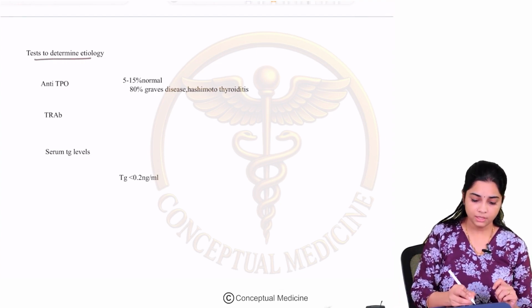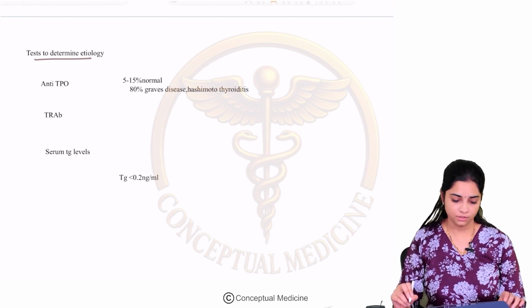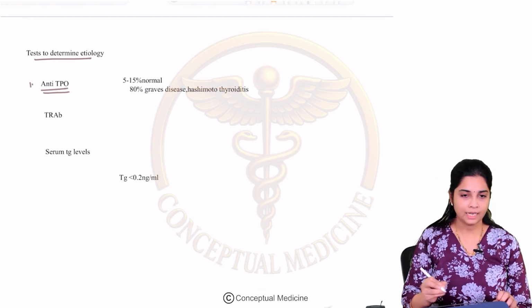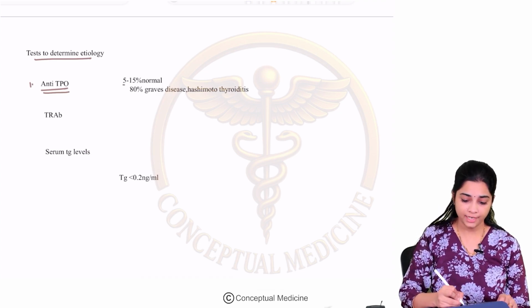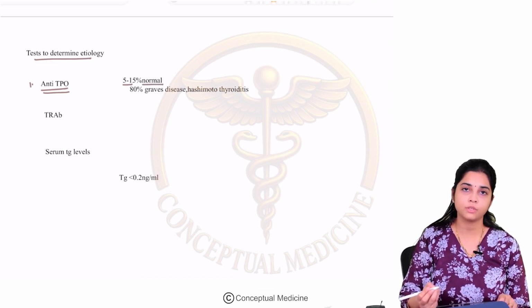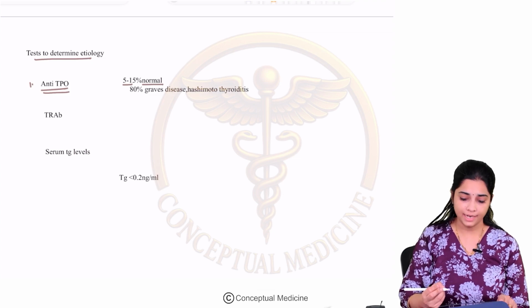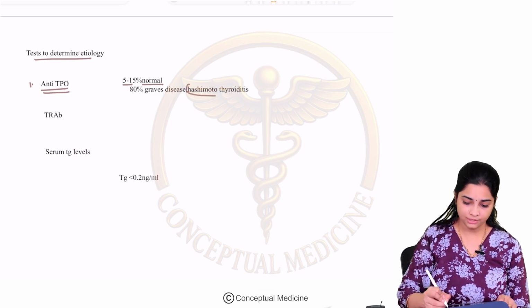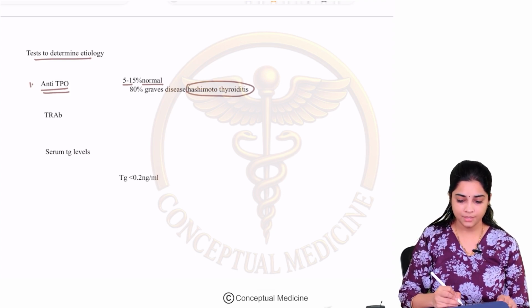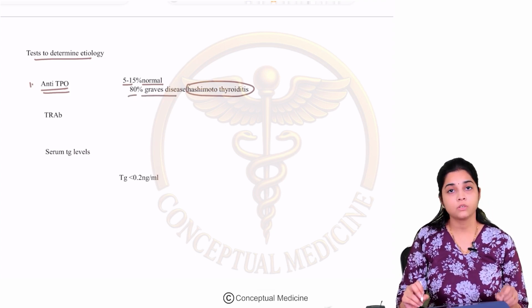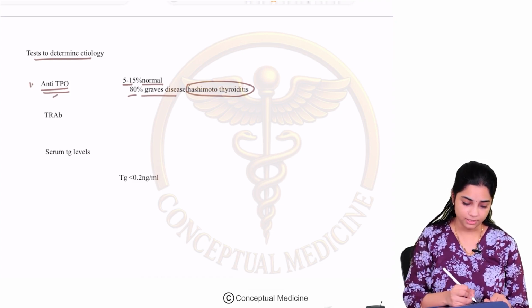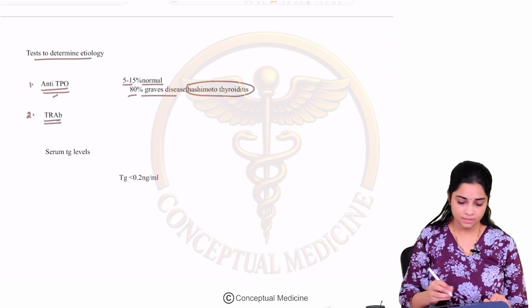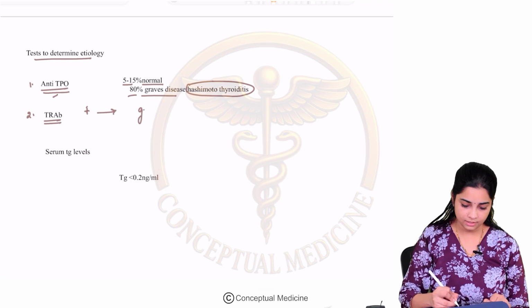Now we have understood how to approach the thyroid function test. How do you determine the etiology? The first test that we do is the anti-thyroid peroxidase antibody. What is its use? In 5 to 15% of normal individuals you can have anti-TPO positivity. But anti-TPO positivity is very useful in the diagnosis of Hashimoto's thyroiditis. It may be seen in 80% of Graves' disease as well. So in autoimmune thyroiditis, autoimmune hypothyroidism, always check for anti-TPO antibodies. Then you have thyroid receptor antibodies, which can be stimulating antibodies, seen in 85% of Graves' disease.